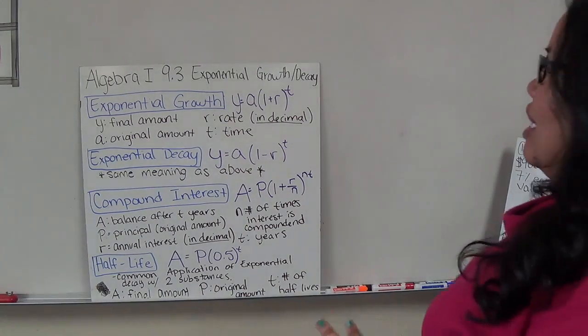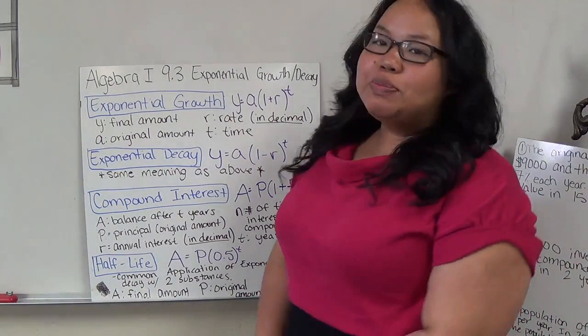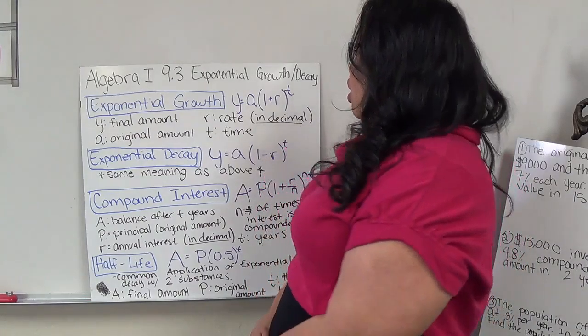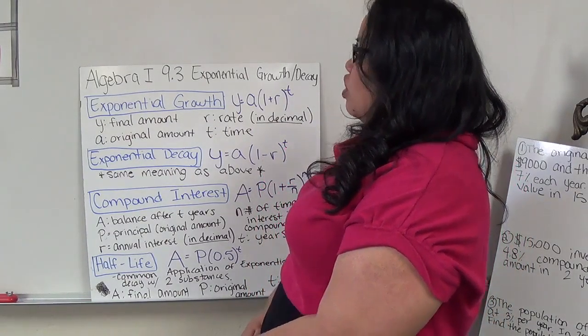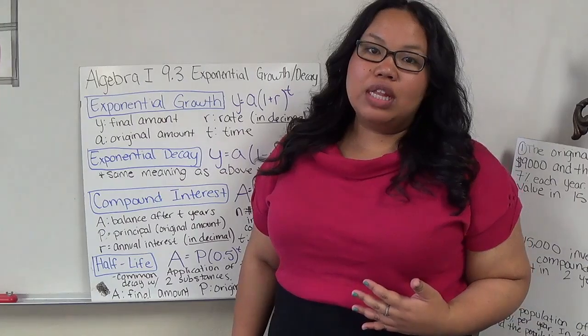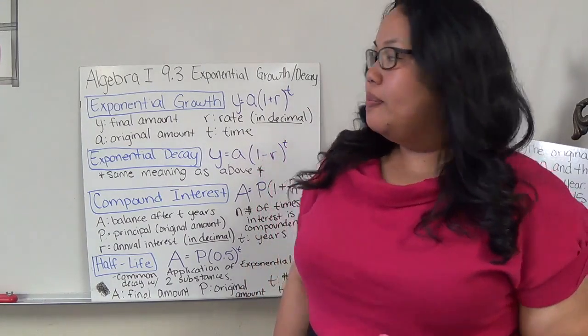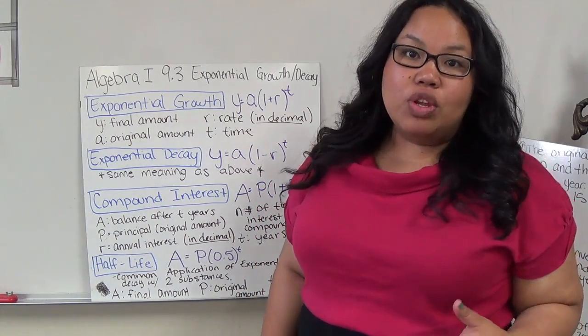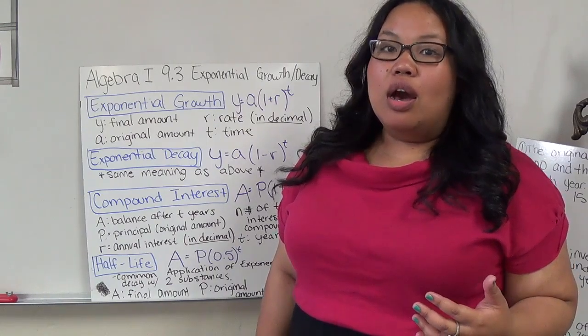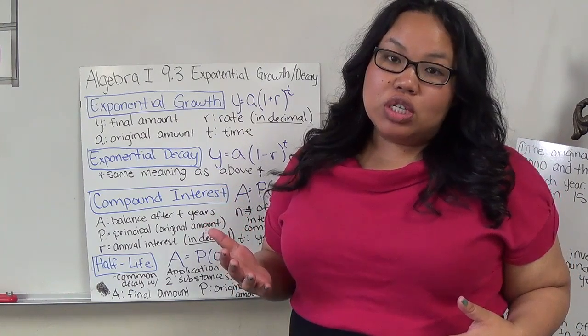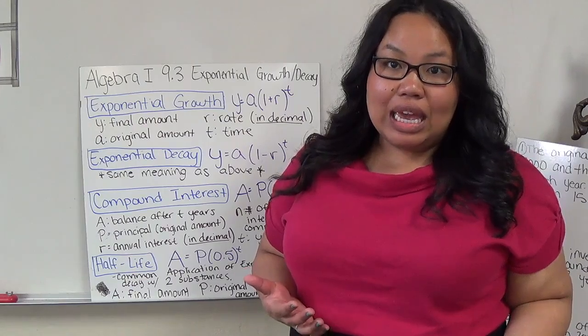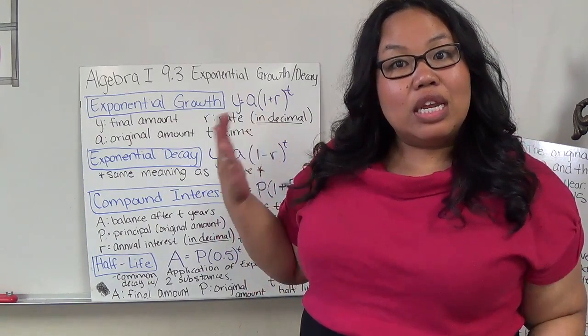In Algebra 1, section 9.3, we're dealing with exponential growth and decay. So the exponential functions we're using specifically in order to find, when we're dealing with money, when you're depositing money, or when you buy something, a big purchase, you have exponential decay. Exponential growth is when you invest and it increases.